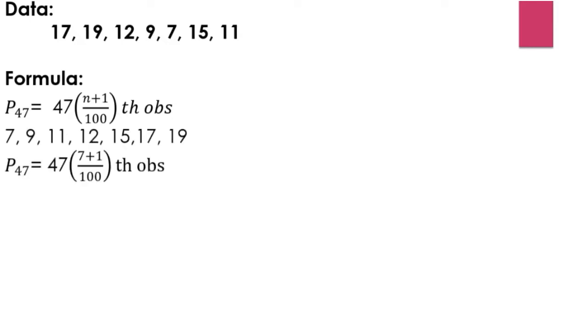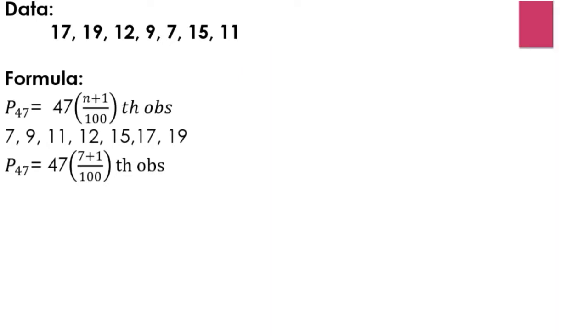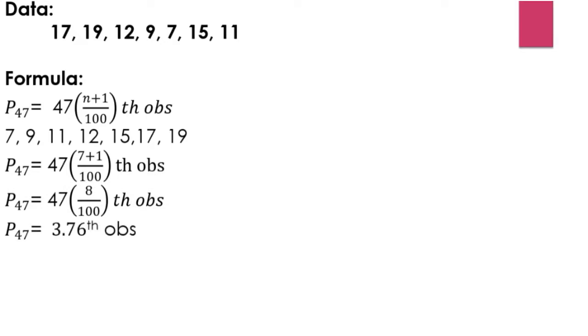Now students, let's suppose the data is the same and you are going to find out P47. So P47 equals 47 into (n plus 1) upon 100 observation. Then arrange the data, put the value of n equals 7. N equals 7 means the number of observations in the data is 7. Now we have 47 multiplied by 8 upon 100 observation, which will be 3.76 observation.